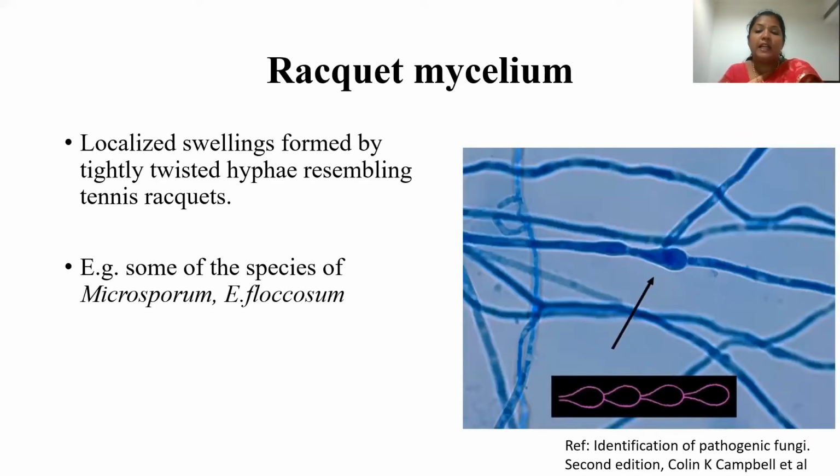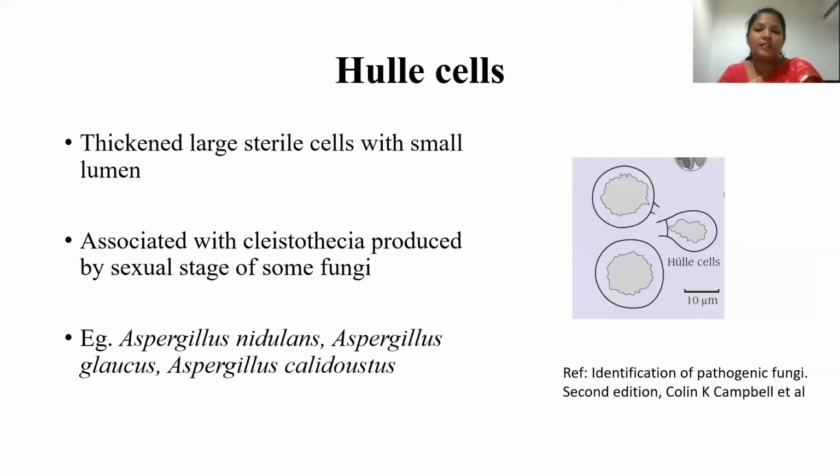Some fungi will produce racquet mycelium. Racquet mycelia are localized swellings formed by tightly twisted hyphae resembling tennis rackets. The examples are Microsporum species or Epidermophyton floccosum, which can produce racquet mycelium. Lastly, Hulle cells. These are thickened, large sterile cells with small lumens. They are associated with cleistothecia produced by the sexual stage of some fungi. The examples are Aspergillus nidulans, Aspergillus glaucus, and Aspergillus pallidofulvus. These can form Hulle cells.